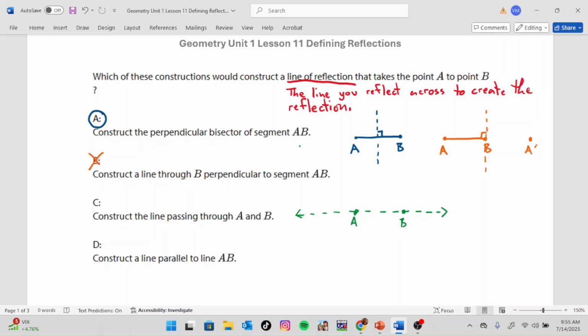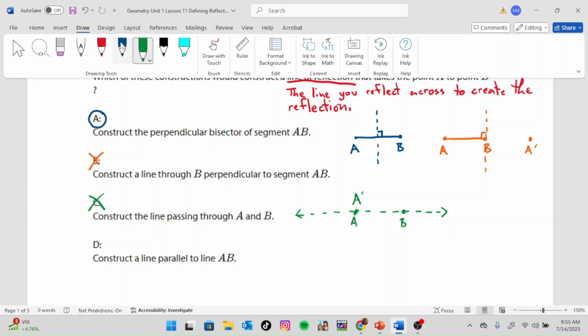If this is the line I'm going to reflect across, then A just also becomes A prime. It stays in the same exact place. So that did not take A and make it B. So C would not be correct.